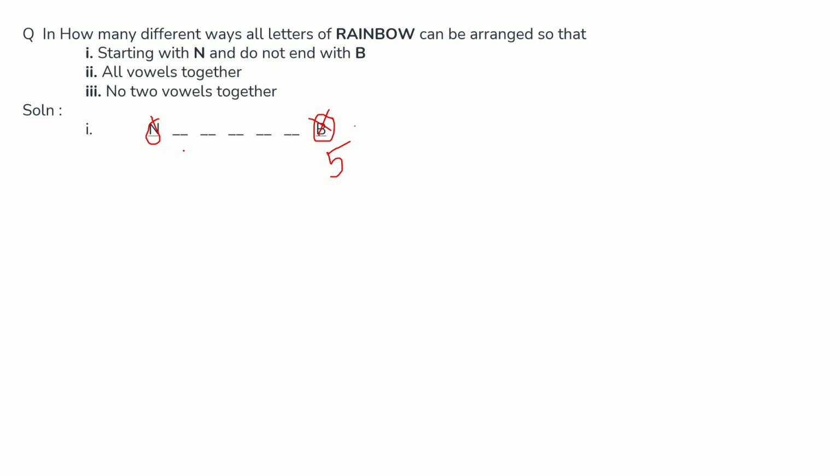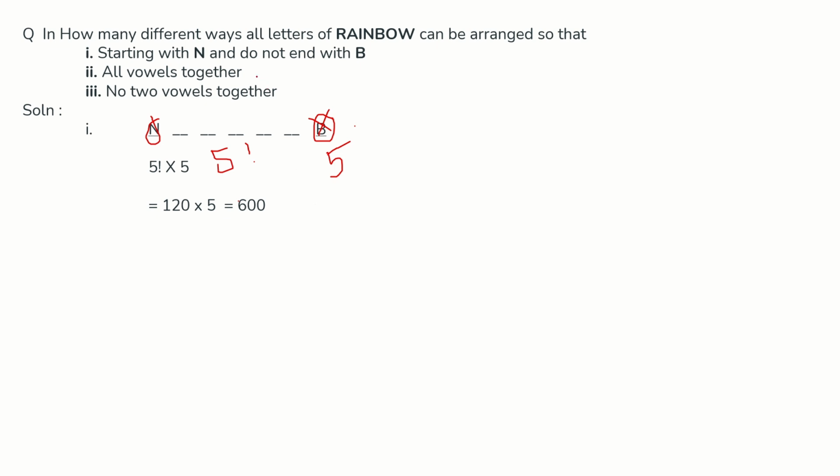In these 5 places we can write anything from the rainbow letters. So we can write here 5P5, that means 5 factorial. So if you see the whole thing, 5 factorial into 5 ways. Starting with N and shouldn't end with B. That means 5 factorial into 5 ways. 5 factorial is 120 into 5, that equals 600 ways. In 600 ways we can arrange the rainbow letters starting with N and not ending with B.